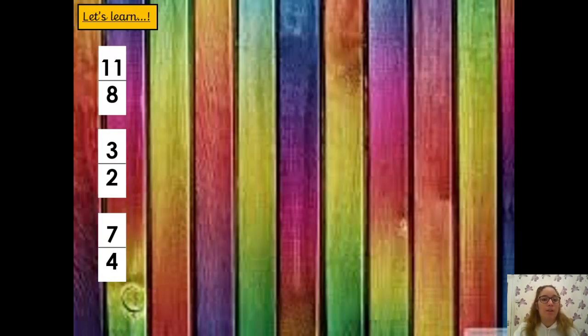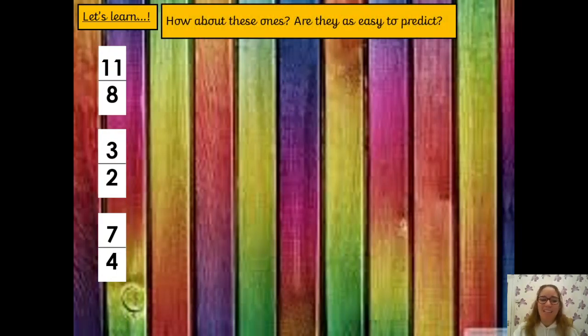Okay, and have a go at another one. Are they as easy to predict? What would you need to do for these ones? Okay, so these ones, to be able to order them, you can of course draw bar models, or you can change them to equivalent fractions.